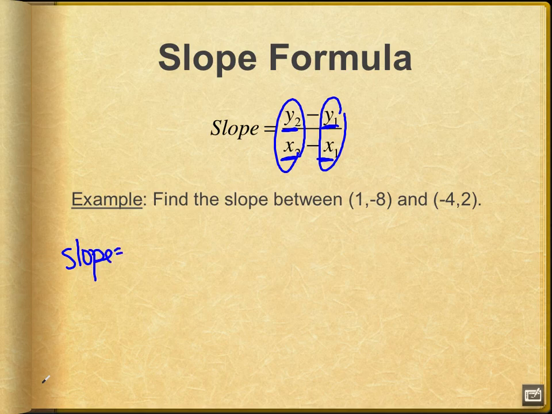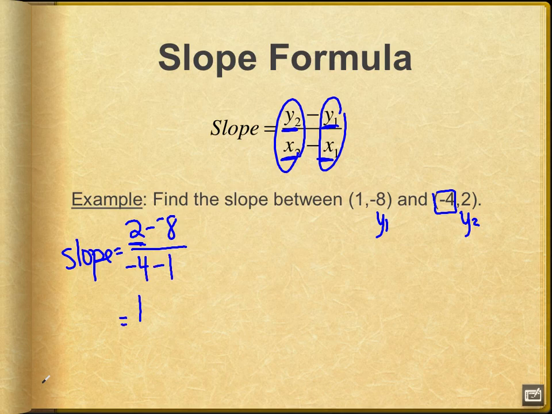So let's do our example. Again, same 2 points, but now we're finding the slope. Okay, this time I'm going to call this one y2 and this one y1. Doesn't matter which point you choose to be point 2 and which one you choose to be point 1. Okay, so I have 2 subtract negative 8. Now the denominator is very important. It's very important that I put negative 4 first. And that's because 2 came first in the numerator. So I have negative 4 subtract 1.